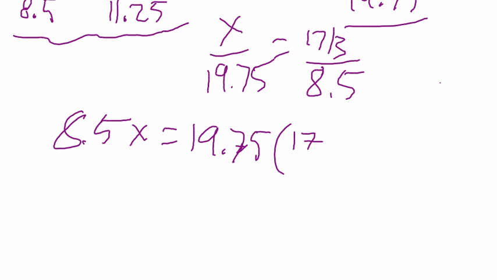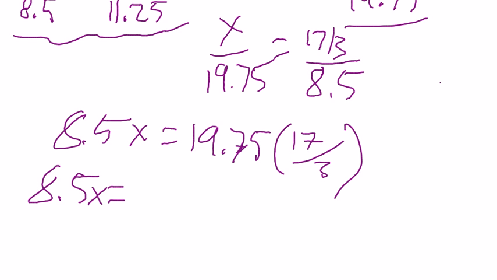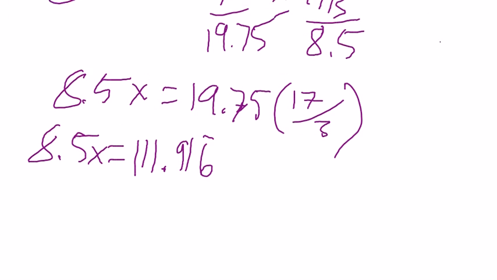Times 17/3. Again, I know a lot of you don't like fractions, but you have a calculator. Use it. 17 divided by 3. Put that in your calculator. You will get 5.6666666 repeating. Multiply that by 19.75. You get 8.5x equals, when I multiply those two numbers, I get 111.916 repeating. Again, don't round it. You got a calculator. Just leave it in there.